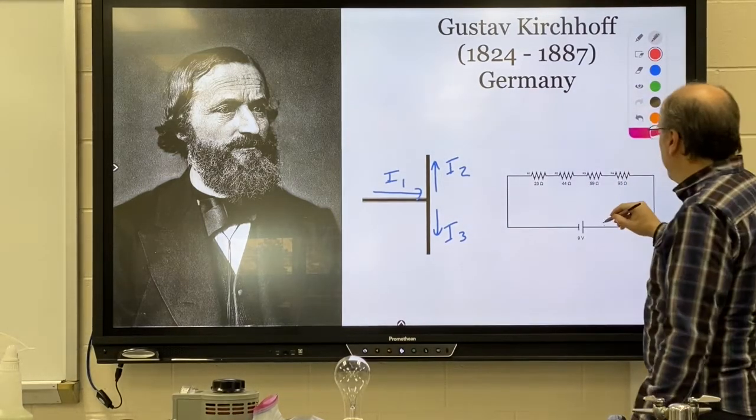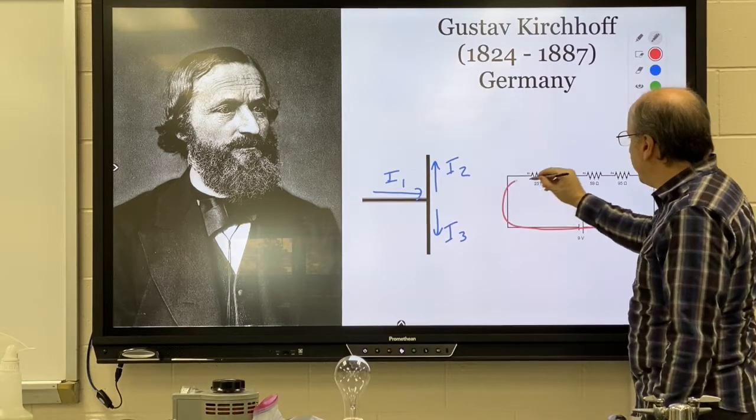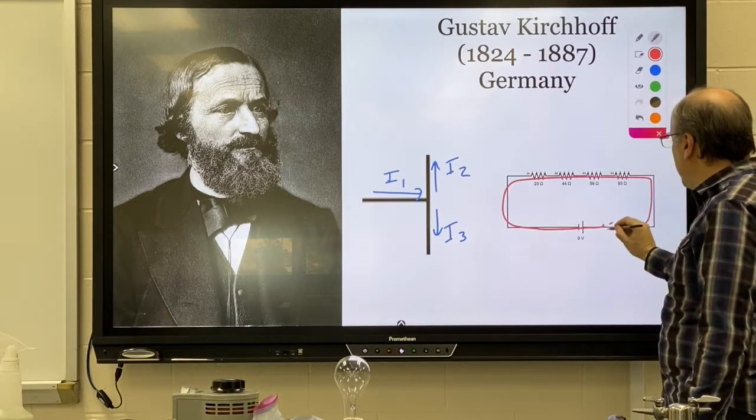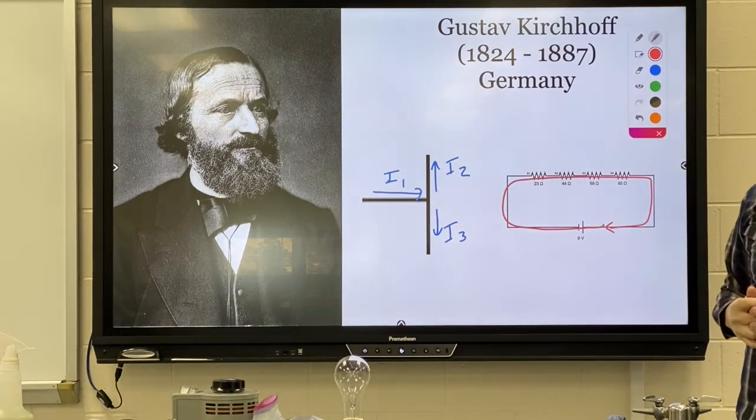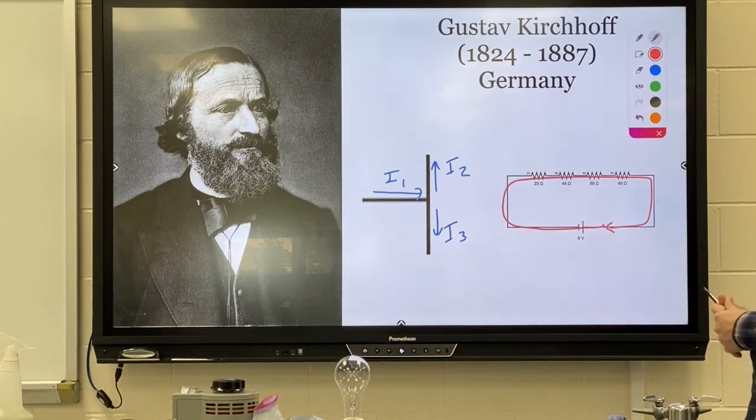Remember the loop rule that says whatever voltage we gain in the battery, we're going to lose as we go through our resistors. The net change in voltage should be 0.